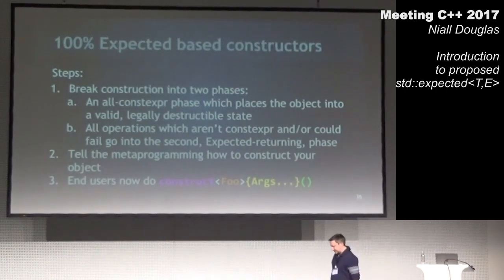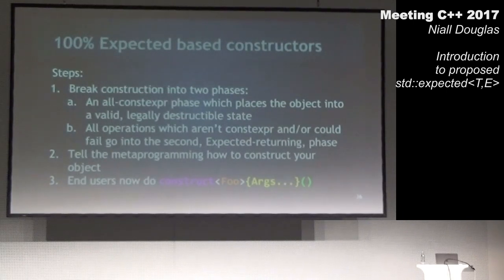So first thing you need to do, if you're going to implement a 100% expected-based, never ever throwing any exceptions constructor, is you need to break your construction up into two phases. So it's kind of weird because Kate this morning was telling you not to do any of what I'm just about to talk about. But I respectfully disagree with Kate for some certain circumstances.